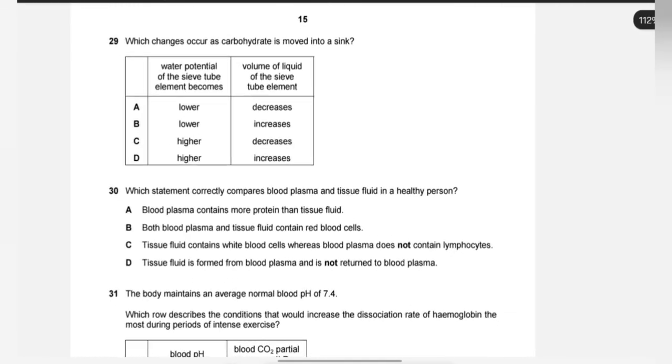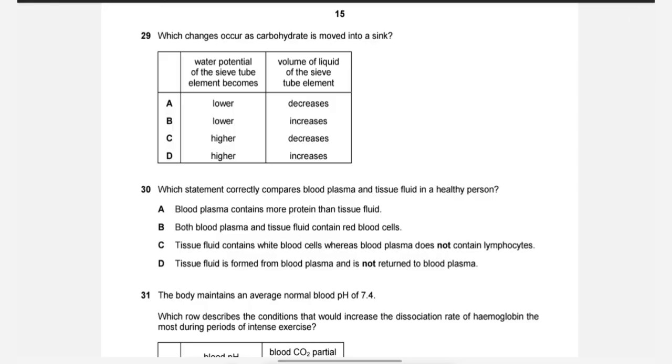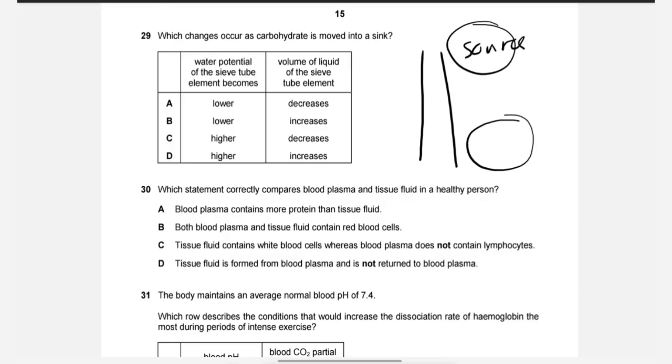Now number 29 says, which changes occur as carbohydrate is moved into a sink? If we look at our answers of water potential of the sieve tube element, so let's say this is our phloem, right? Let's say this is our source and this is our sink, right? And we have carbohydrates that are being transported in the form of sucrose. So they moved into the sink. The carbohydrates are moved into the sink.